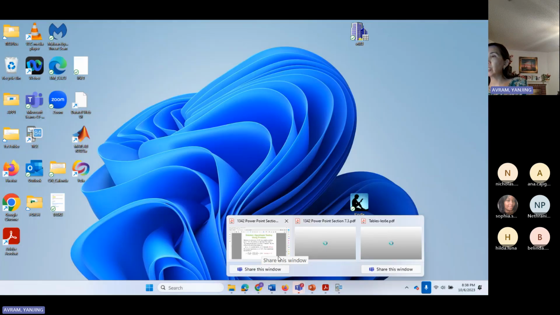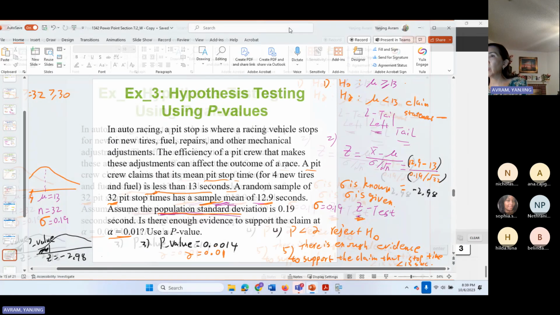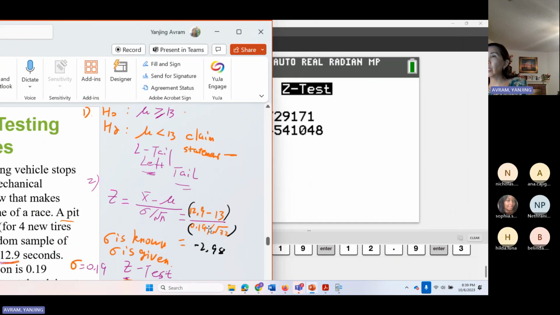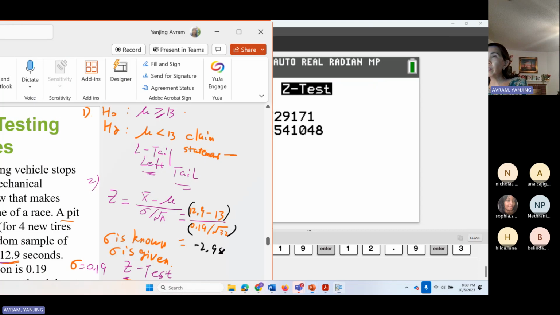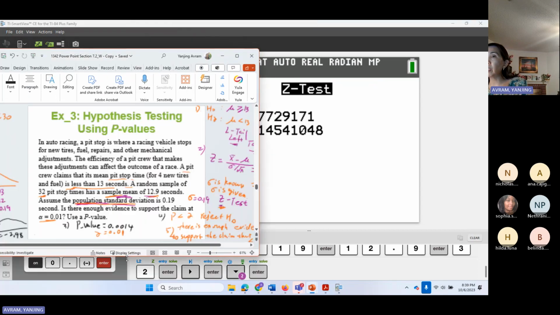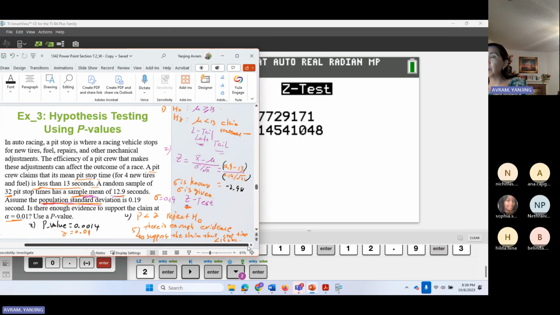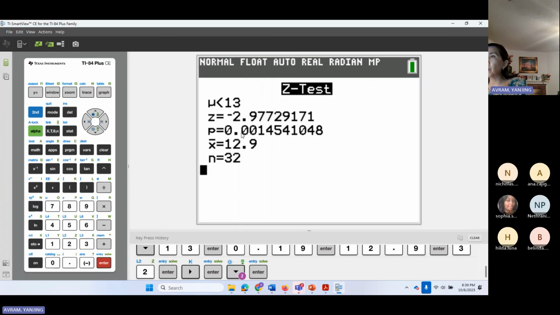We have exactly the same z score, negative 2.98, if we round to 2 decimal places. We also have the same p value. Our p value here is sometimes a little bit off, but it will be enough to let you identify. We have 0.0014, so 0.0014.